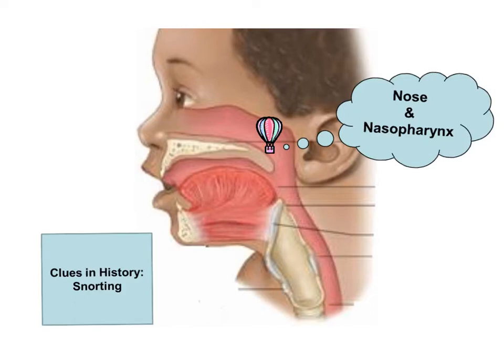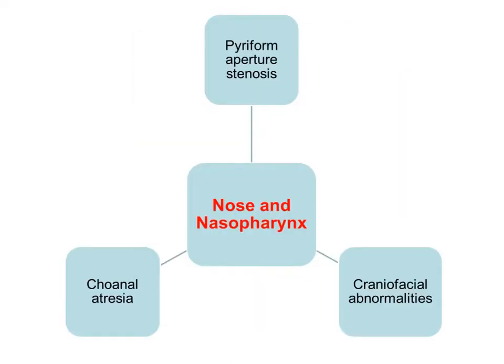Our first stop will be the nose and the nasopharynx. The clues in the history will be snorting. Differentials for this include piriform aperture stenosis, choanal atresia, and craniofacial abnormalities.